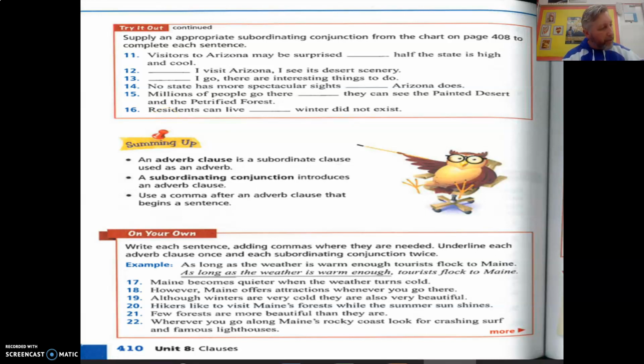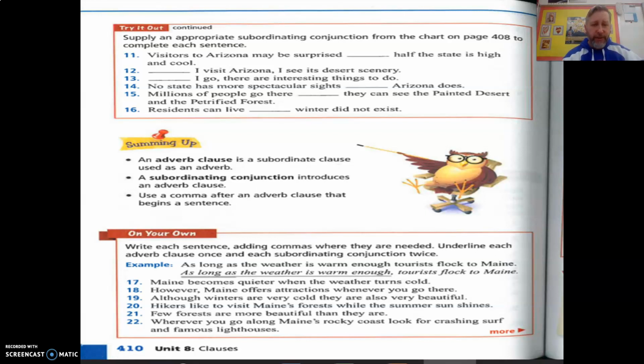All right, I'm assuming that you paused it and we're back. So, blank, I visit Arizona. I see its desert scenery. How many of you had whenever? Yeah, that might work. And so really, it's just whatever makes sense here, right? For 13, you could have had wherever. You could have had whenever. You could have had before, right? There's a bunch of different answers for these.